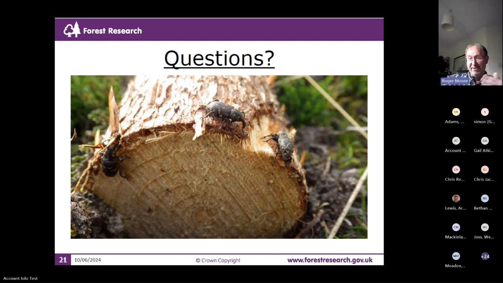But anything that deteriorates the breeding resource is likely to impact the numbers of Hylobius that come out of the stump, as long as it can get in quickly enough that it spreads within the breeding resource and is quick enough to reduce the populations. It needs to grow quickly, basically.